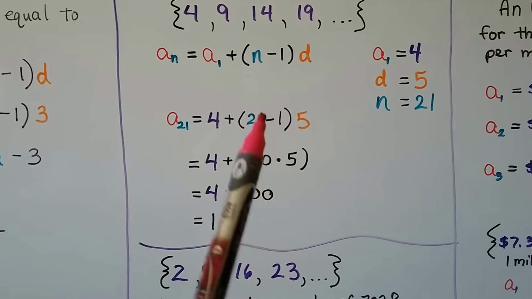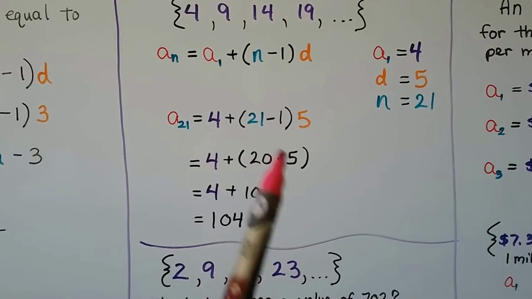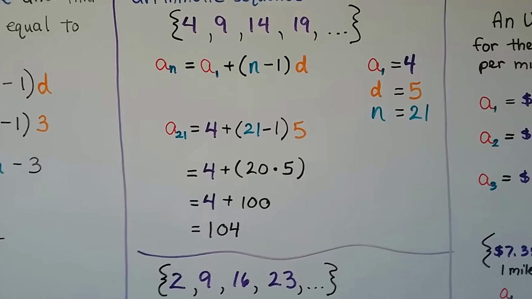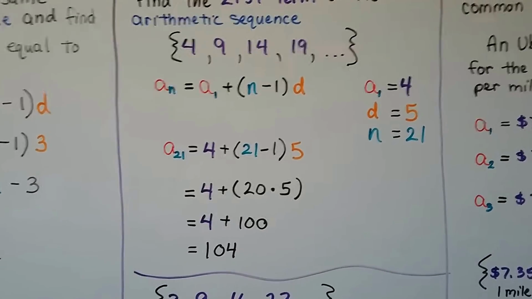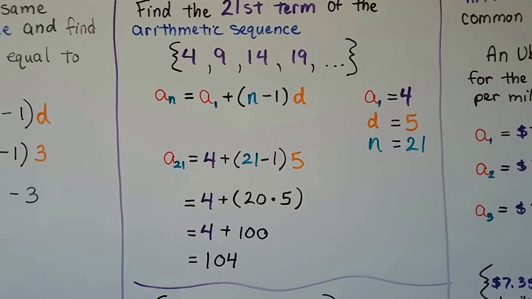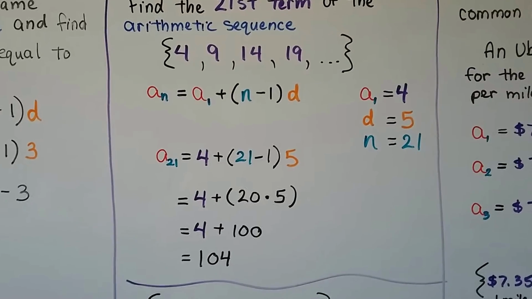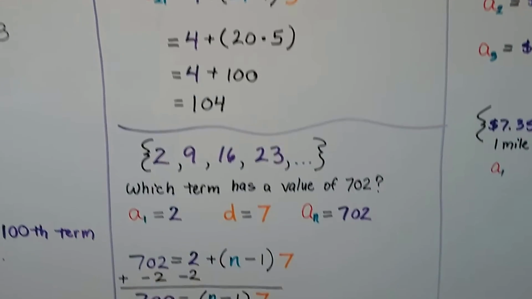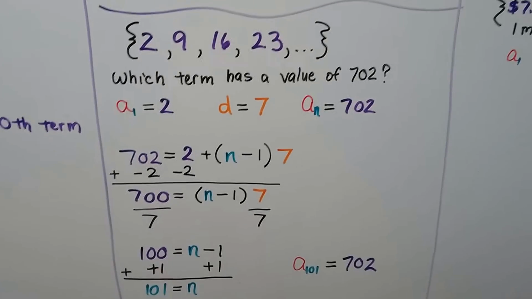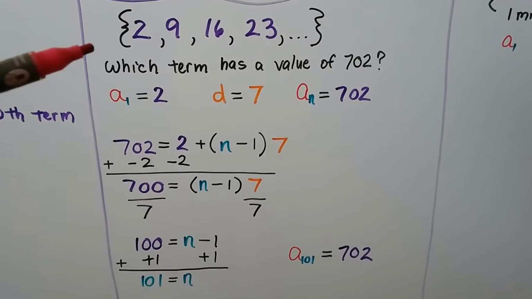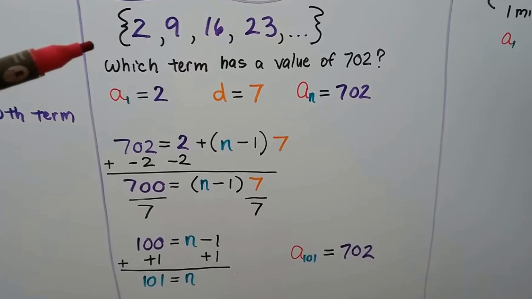That's 20 times 5, isn't it? So that's going to give us 100. So we know that the 21st term is 104. That's its value. A sub 21 is equal to 104. Okay? Now we've got 2, 9, 16, 23, and we need to find which term has a value of 702.